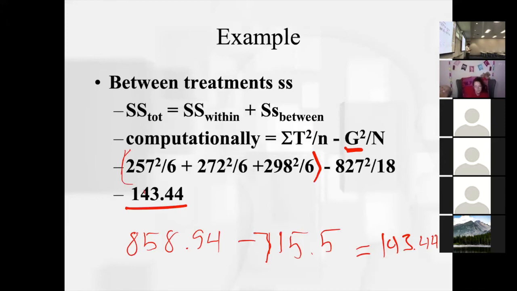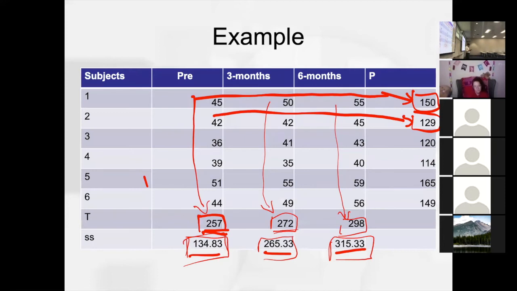All right, so I'm taking that 150 for participant 1. I'm going to square that, and I'm going to divide it by 3, because I've got those 3 conditions. I'm going to take that 129. I'm going to square it. I'm going to divide it by 3, and then I'm going to add that to the 120, which I'm going to square, divided by 3, plus 114 squared divided by 3, plus 165 squared divided by 3, plus 149 squared divided by 3.